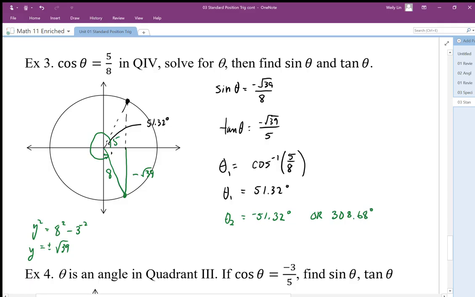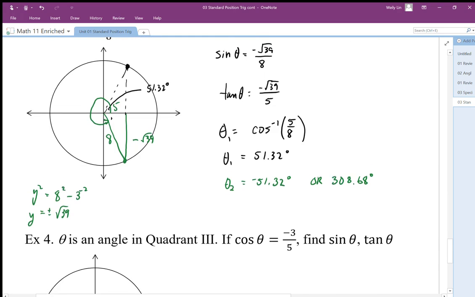308.68 degrees. Okay, so if I go 308.68 degrees, I'm going to end up in the same position as negative 51.32. So these both are correct solutions, and those are coterminal.